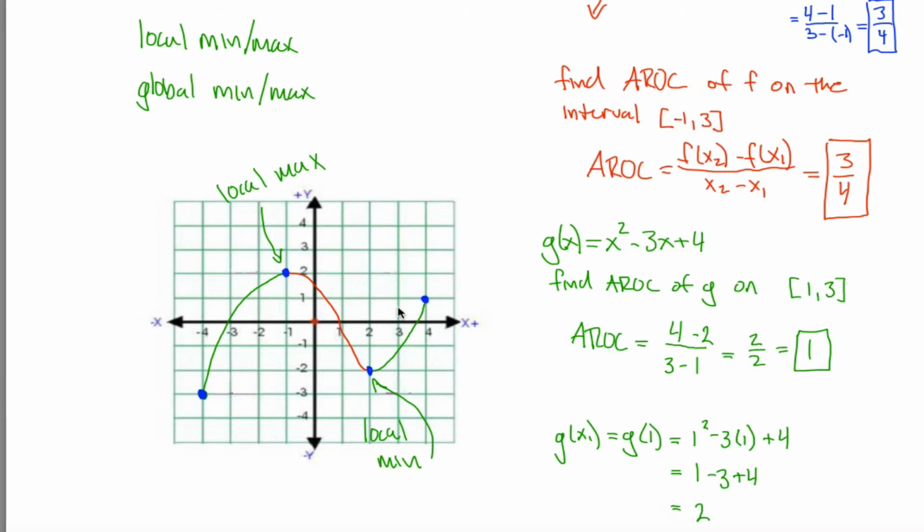What about these guys? These endpoints. It's another point of confusion. Actually, before I get to the endpoints, let me talk about a global minimum and maximum. The global minimum and maximum means the highest point and the lowest point completely on the graph. So note that the lowest this graph ever gets is right here. This is a global minimum, or an absolute minimum.